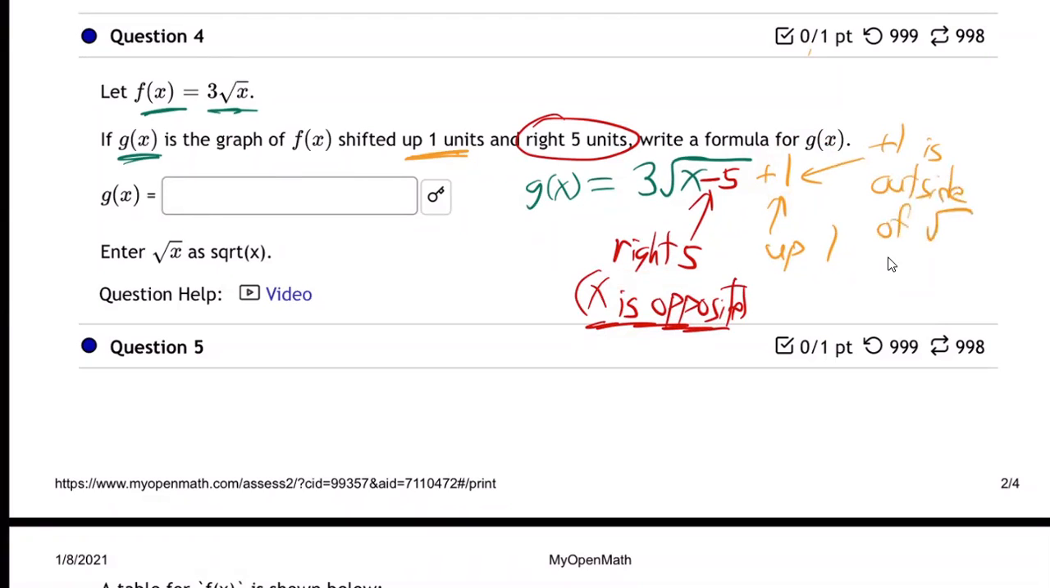is outside of the root, so it's not in x's world, so it is y. Up 1. It's a y effector, not an x. Everybody seeing that? That plus 1 is outside of x's world. It's not an x. It's a y. So there we go. There's our equation: 3 square root of x minus 5 plus 1. That'll move it up 1 and right 5.